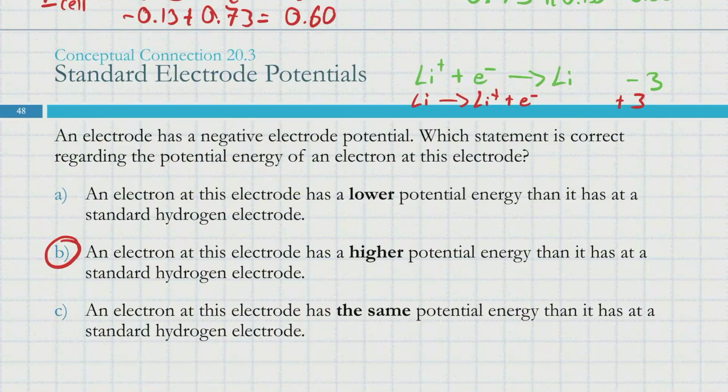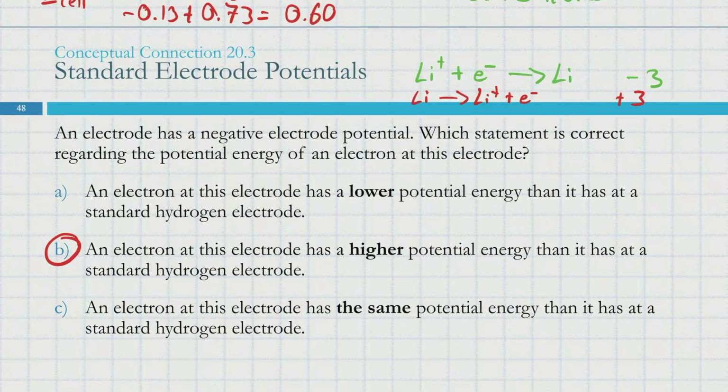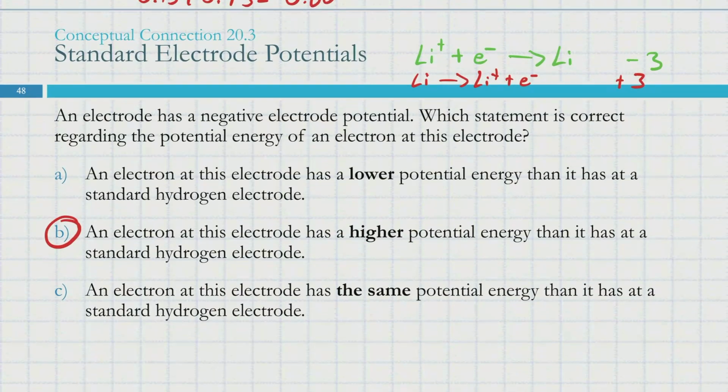Remember that these numbers are voltage numbers, and voltage is like the steepness of a stream. So on a relatively flat stream, it'll just kind of meander. If you take it to the extreme and you have it almost vertical, then you've got a waterfall. That's going to be a lot of potential. That water is going to fall. So a negative electrode potential, the electrons at that electrode would have a very high potential energy compared to our standard hydrogen electrode.